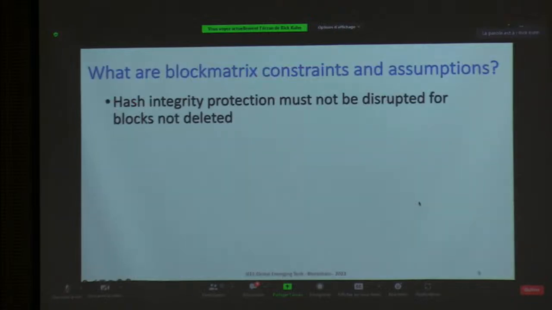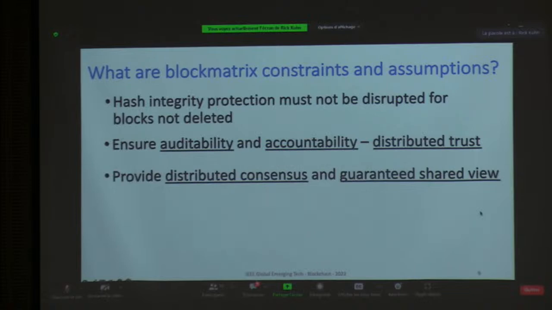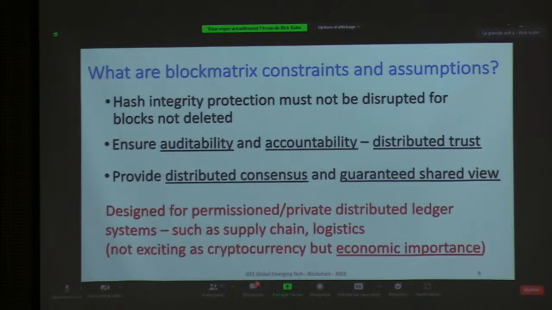So the constraints and the assumptions developed for this: first, we want to allow hash integrity protection, so we protect the integrity of the data to ensure that it's unchanged. And this gives us distributed trust and makes auditing and accountability very easy, as you can do in blockchain. And of course, we have a shared view. That is another key feature, especially for applications such as logistics, where we want to make the integrity of the data secure, but also allow a shared view of it.